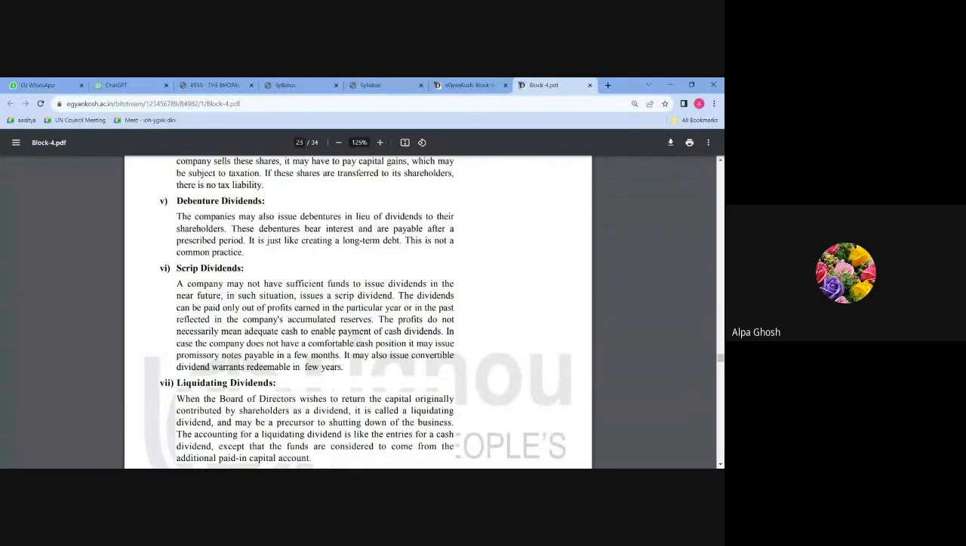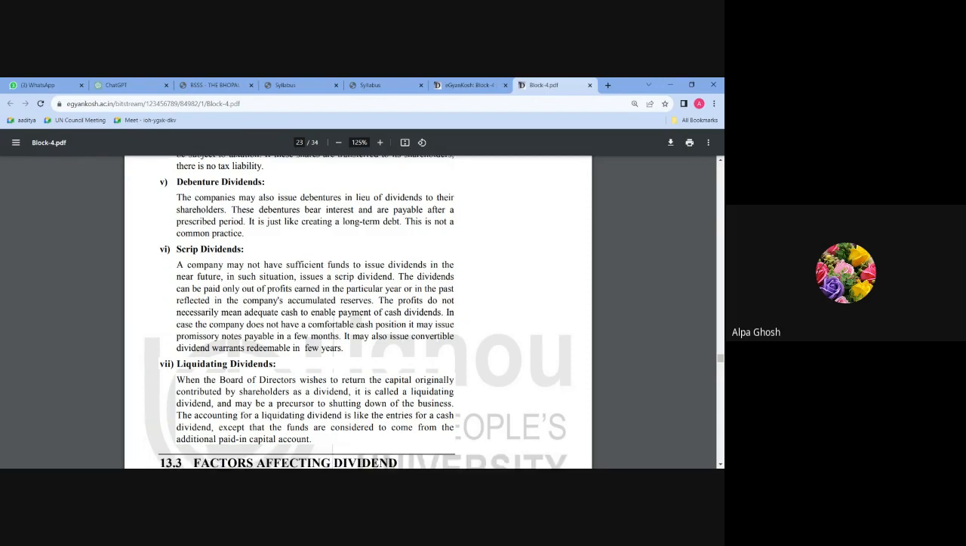Next, we have scrip dividend. A company may not have sufficient funds to pay dividends in the future. So, in such a situation, it issues scrip dividend. What is scrip dividend? Dividends can be paid only out of profits earned in that particular year or in the past, when reflected in the form of accumulated profits or reserves. Profits do not necessarily mean adequate cash to enable payment of cash dividends. So we may issue convertible dividend warrants which may be redeemable after a few years.